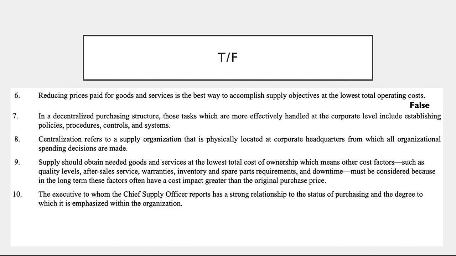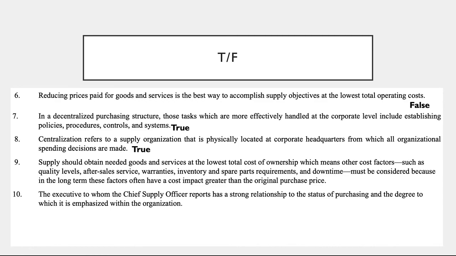Statement number 7. In a decentralized purchasing structure, those tasks which are more effectively handled at the corporate level include establishing policies, procedures, controls, and systems. Again, this statement is true. Statement 8. Centralization refers to a supply organization that's physically located in corporate headquarters from which all organizational spending decisions are made. Again, this statement is true.